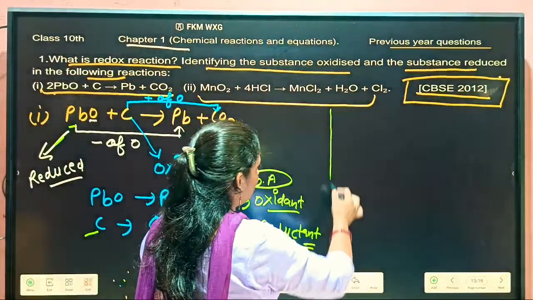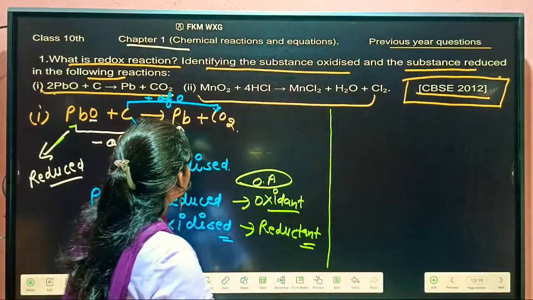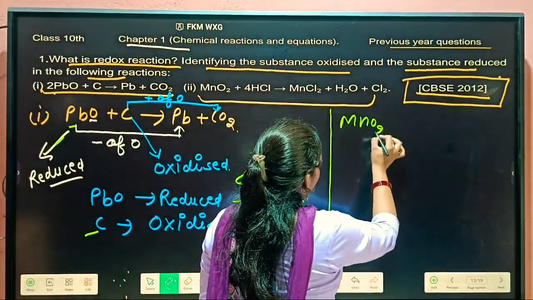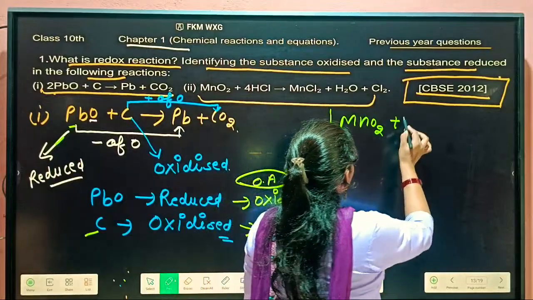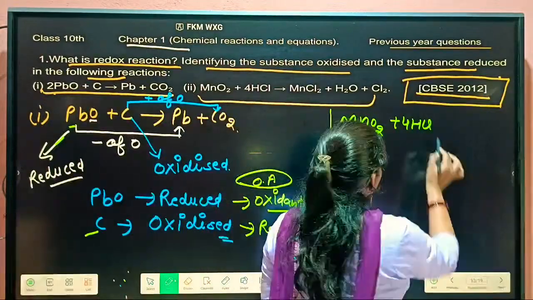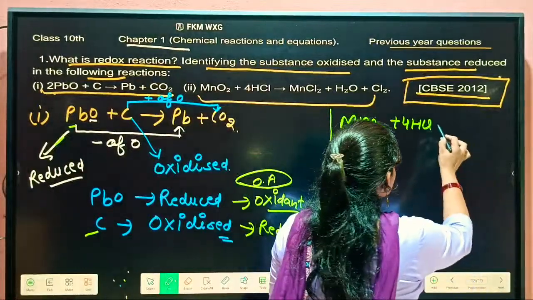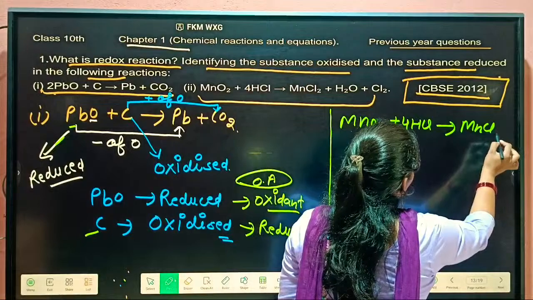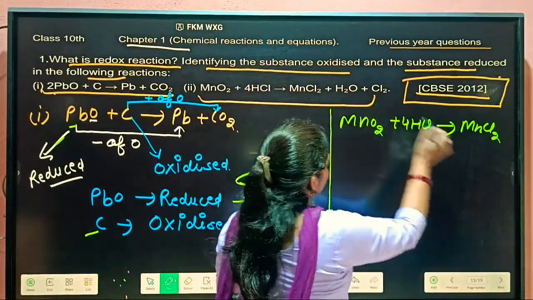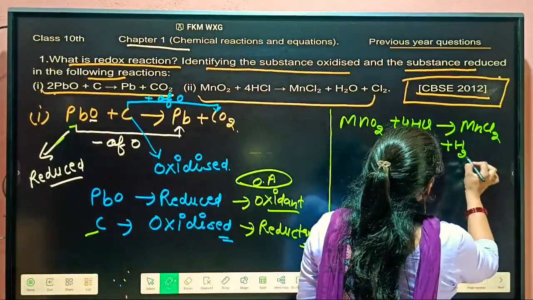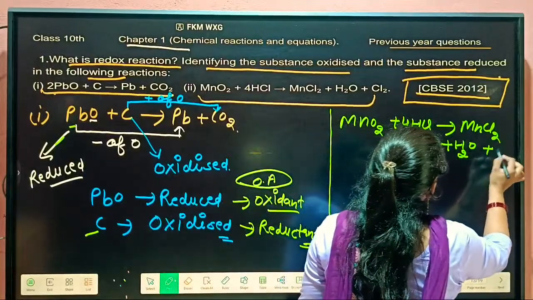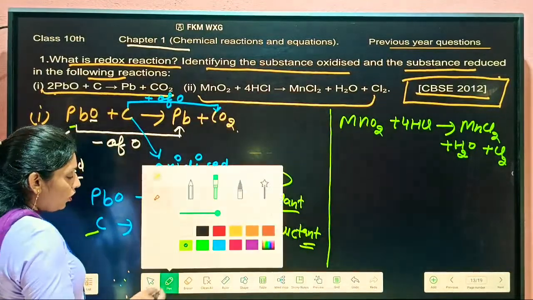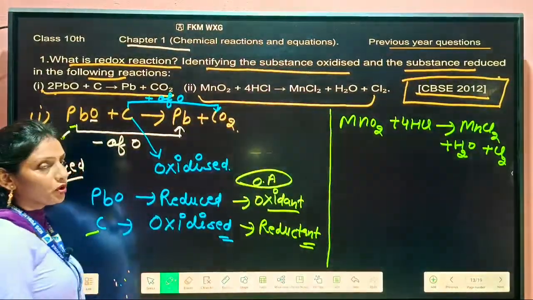Now students, one more reaction is given to us. Here manganese dioxide, MnO2, is reacting with hydrogen chloride. After the reaction, it gives manganese dichloride, MnCl2, plus water plus chlorine gas. Students, we cannot solve this question on the basis of oxygen only.